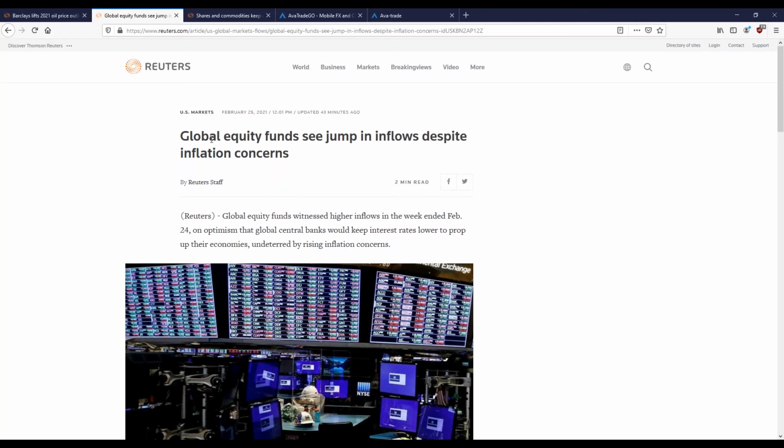But what's funny is they're saying equities keep going up, even though there are inflation concerns. Now, why would equities go up? Well, equities love free money. They love cheap money, low interest rates. That helps drive up the stock market in general. So indices are climbing because of easy money, cheap money.